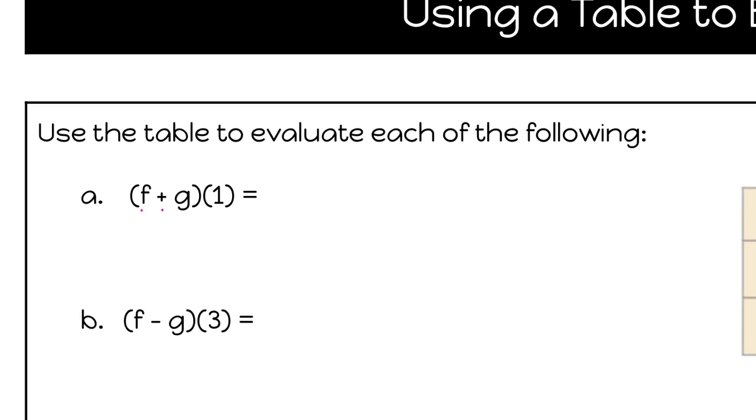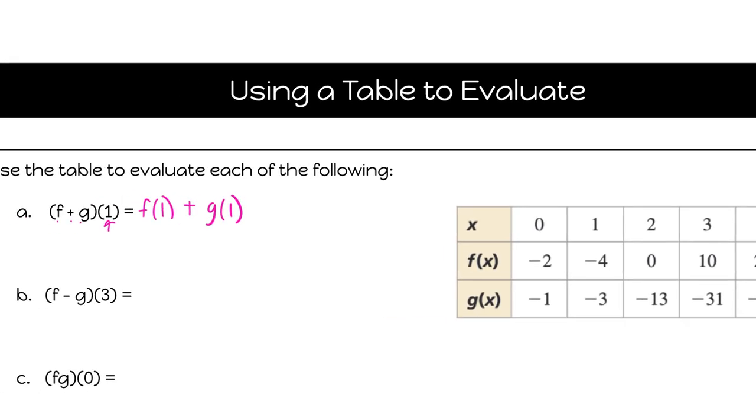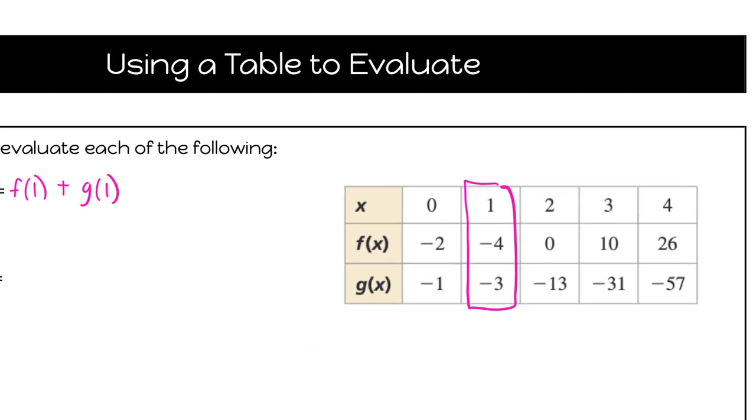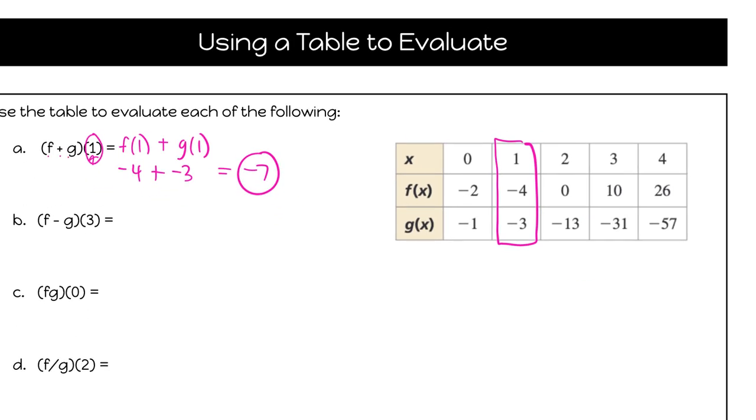It says f plus g of 1. Think of this as adding the functions together, the same thing as f of 1 plus g of 1. So if we evaluate the function at 1 for f, and 1 for g, whatever those values are, you would just add them together. We're going to go over to the table and look where x is equal to 1, because we're plugging in 1 for x. That would be this column right here. So f of 1 is negative 4 and g of 1 is negative 3. We're just adding those two together, so this would be negative 4 plus negative 3, which is negative 7. And that's how you do all of these.